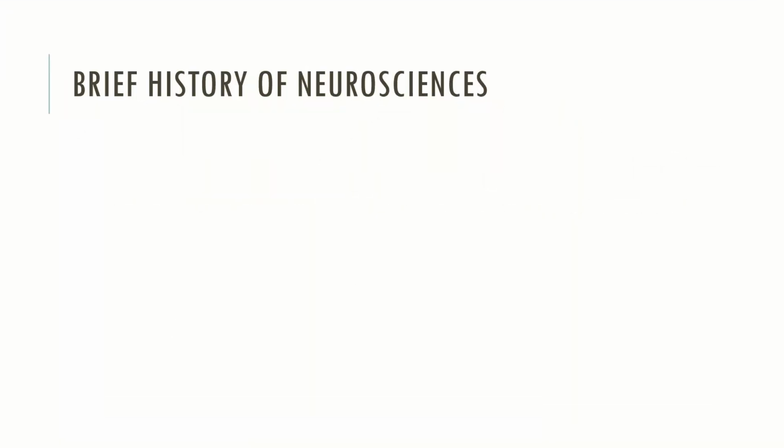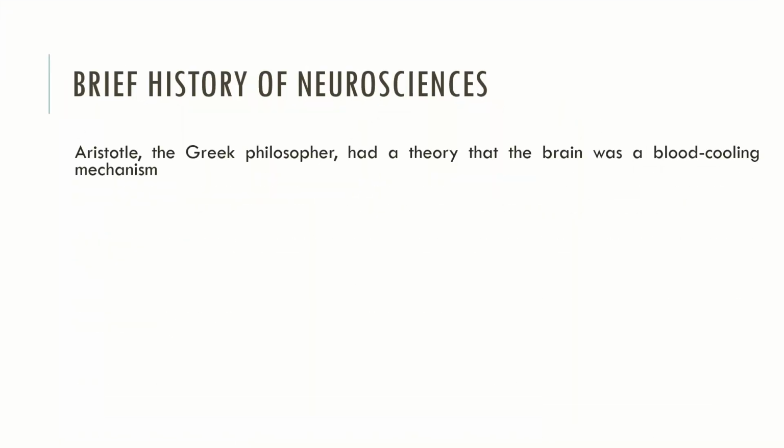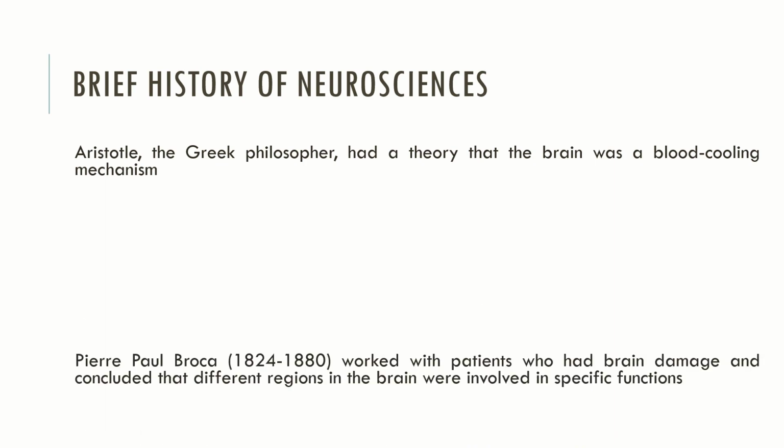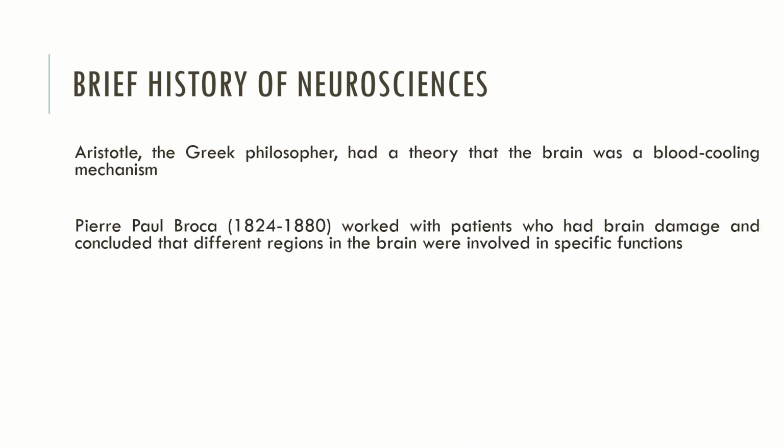Now let's look at a brief history of neurosciences. As you saw in the previous videos, Aristotle, the Greek philosopher, had a theory that the brain was a blood cooling mechanism. Now we will jump to a more contemporary approach where Paul Broca worked with patients who had brain damage and concluded that different regions in the brain were involved in specific functions.